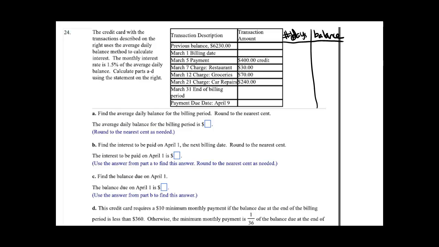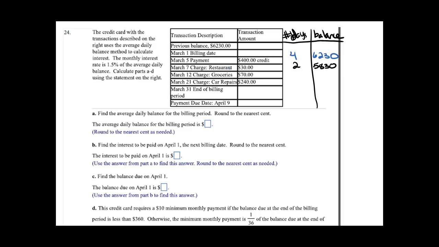So we started with $6,230, and our billing date is on March 1st. So our first balance is $6,230, and we have that balance from the 1st through the 4th, because on the 5th it changes. So for days 1, 2, 3, and 4. So that'll be 4 days. Well, then on the 5th day, we make a payment of $400. It's a credit. So that reduces our balance to $5,830. And that stays the same balance for the 5th and the 6th, so for 2 days.